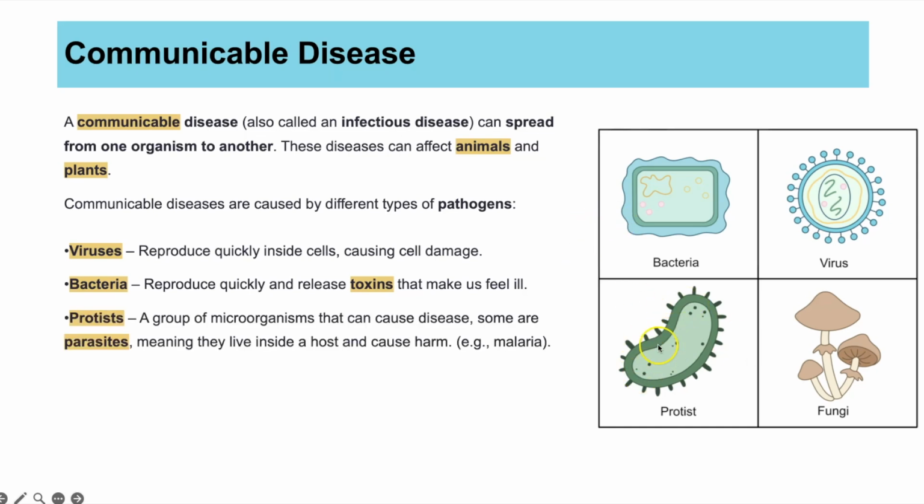Protists, which we can see here, these are a group of microorganisms that can cause disease. Some are parasites, meaning they live inside of a host and cause harm, and that is malaria as an example, which comes up later in this topic. And then lastly are fungi, and they can grow on the surface of organisms, and they sometimes release toxins as well.